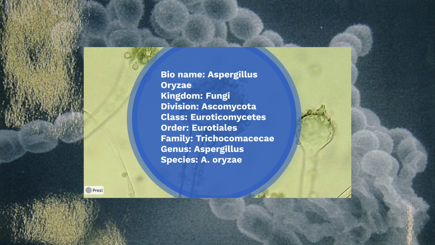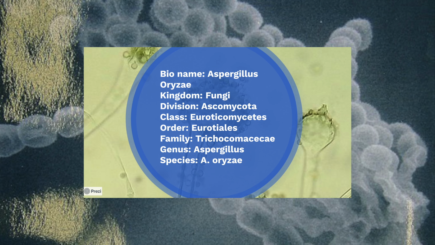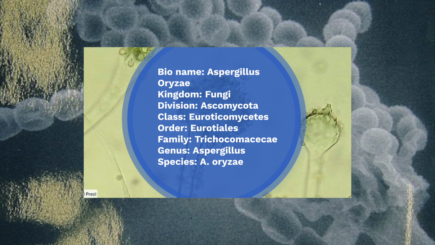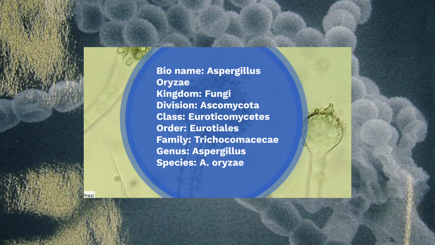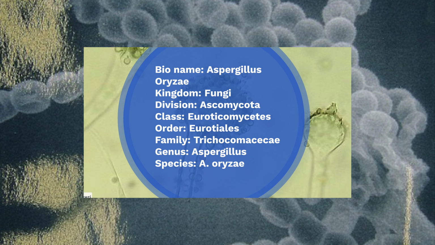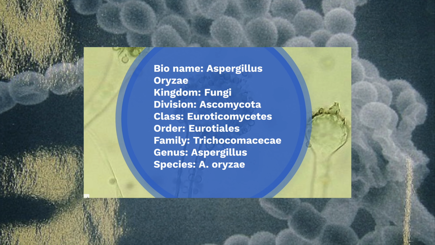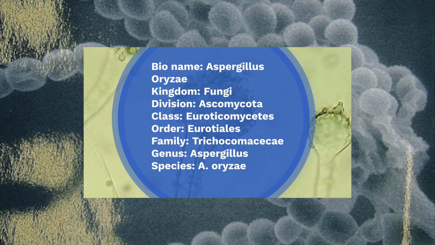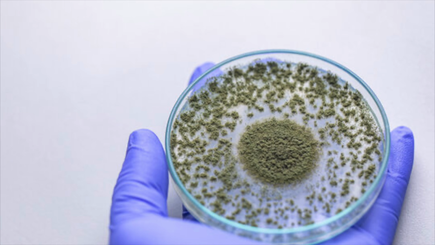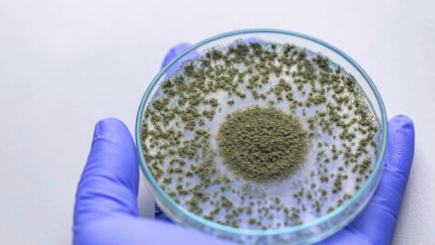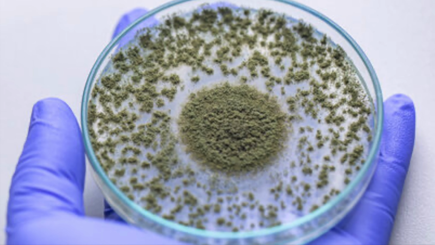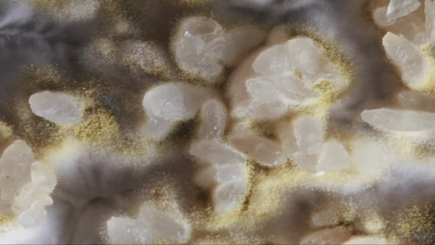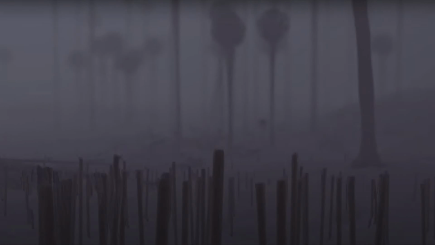Aspergillus oryzae belongs to the kingdom of fungi. Its division is Ascomycota. Its class division is Eurotiomycetes. Order is Eurotiales. Its family belongs to Trichocomaceae. The genus name is Aspergillus, and its species is A. oryzae. Aspergillus oryzae is a filamentous fungus isolated from soil and plants, particularly in the form of rice.